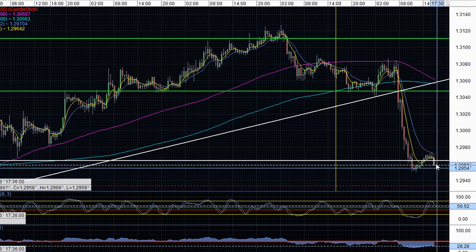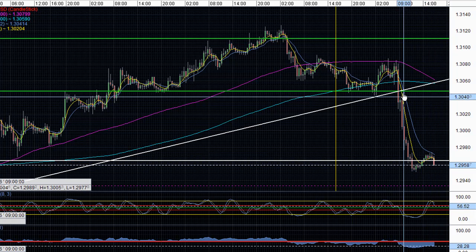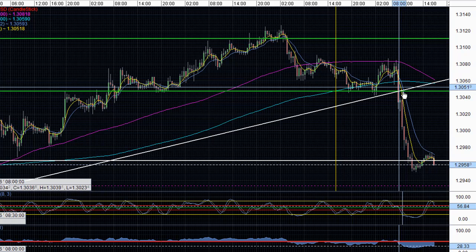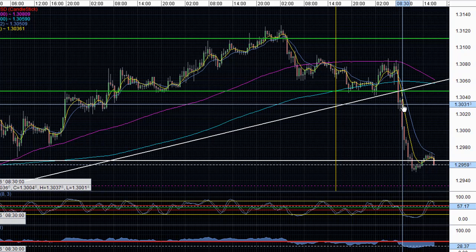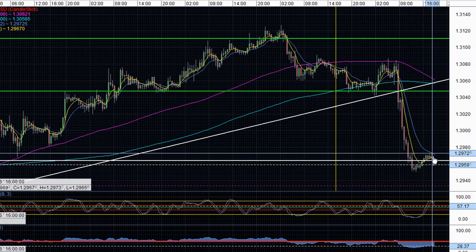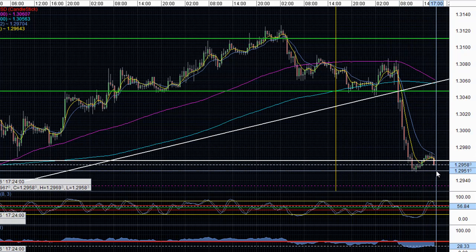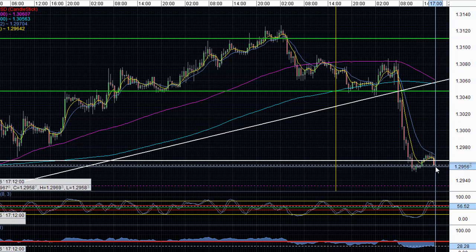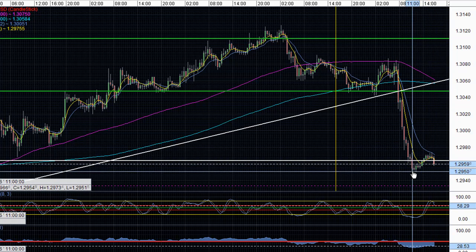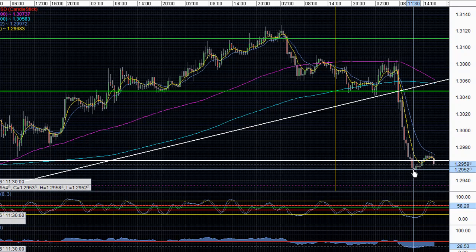Of course, the Asian traders still have to come in and trade this news from earlier about the Eurozone and the remarks from ECB president Mario Draghi. So I think we're going to see a little bit of a push lower also during this Asian trading session. But that's pretty much it for my technical analysis review for today.